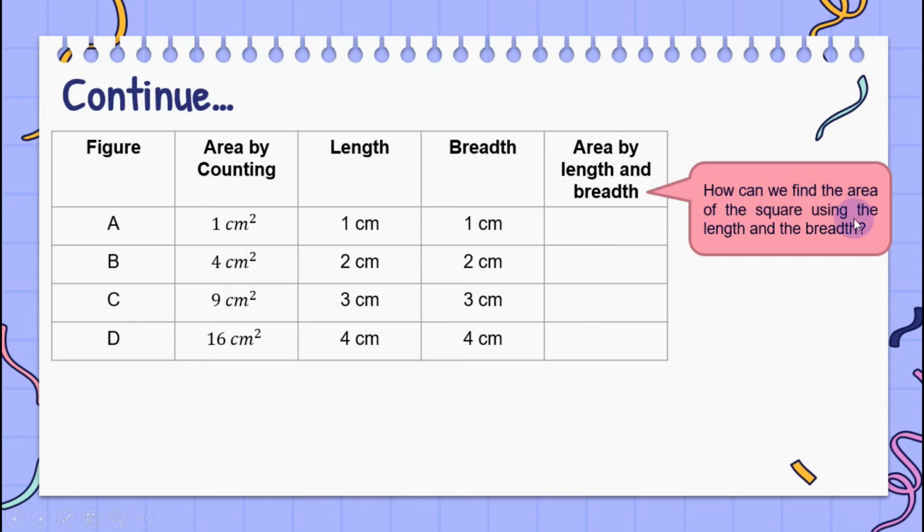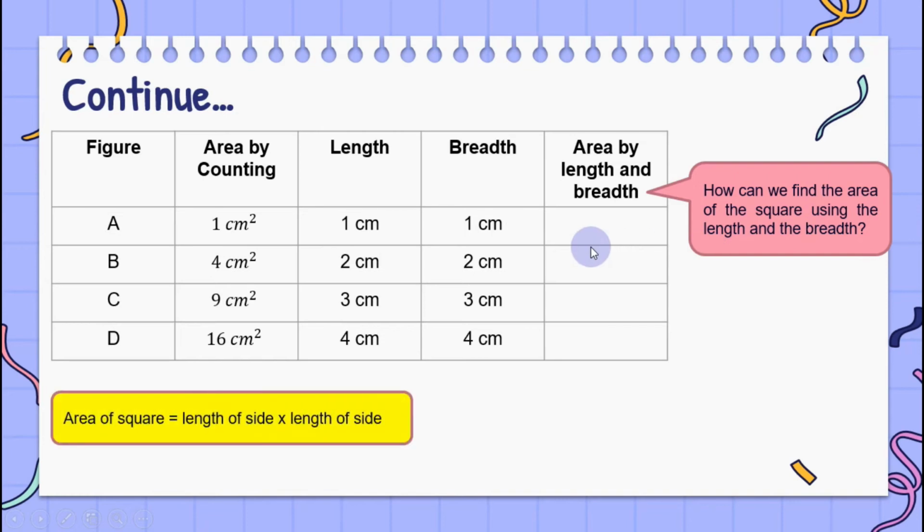How can we find the area of the square using the length and the breadth? Area of square equals length of side times length of side. 1 times 1, 2 times 2 equals 4, 3 times 3 equals 9, 4 times 4 equals 16.